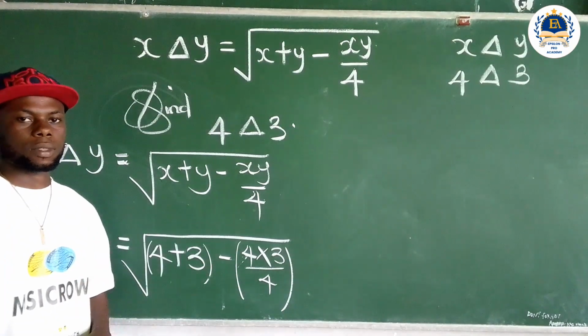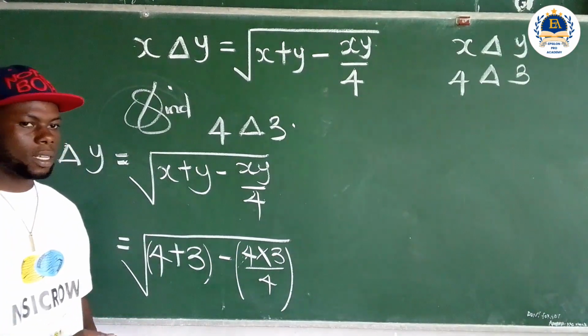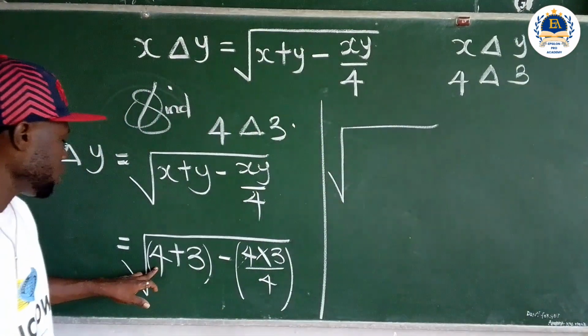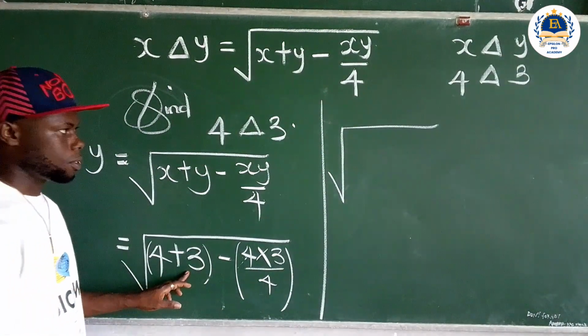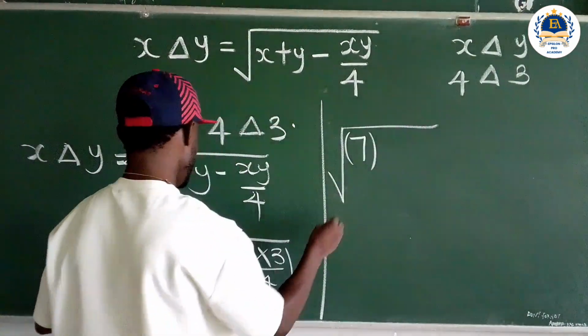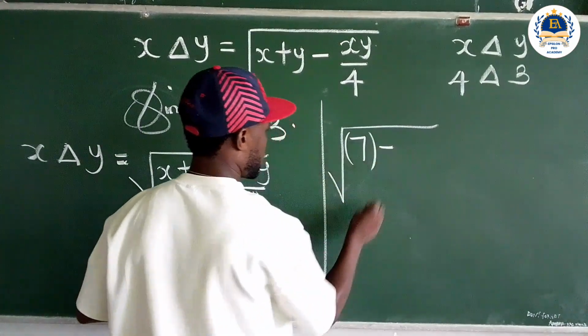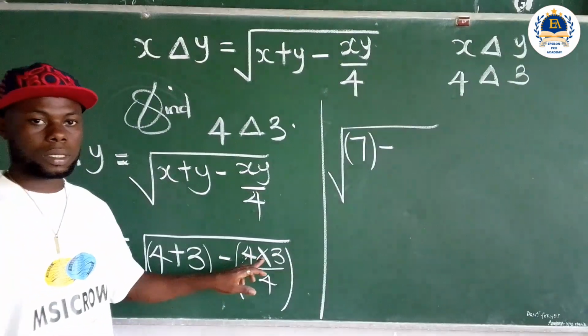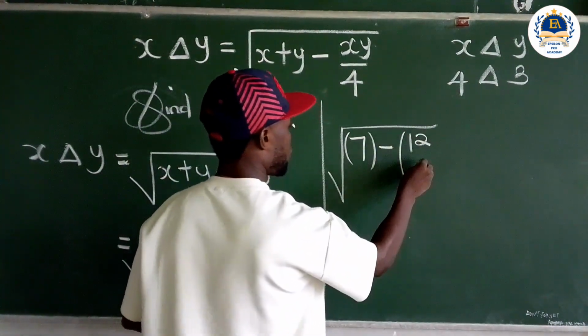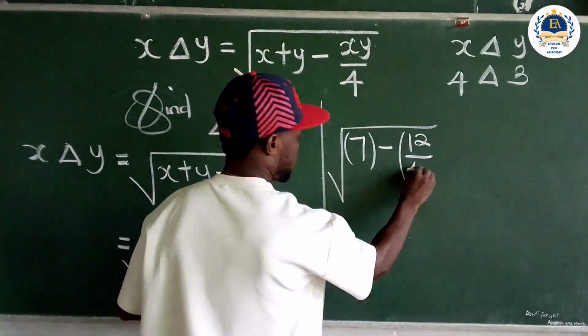That is the first stage. If you understand this stage, comment "I understand stage 1." Square root of, 4 plus 3 gives 7, minus 4 times 3 is 12, 12 divided by 4.